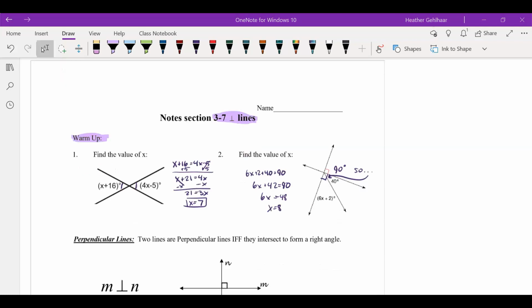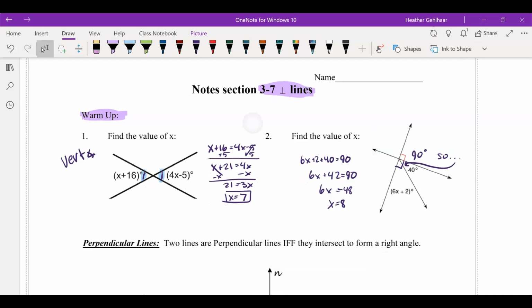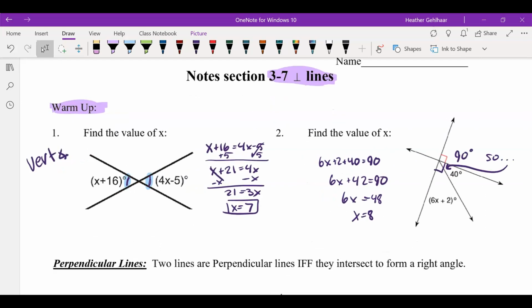So in the first example, it says find the value of x. Here, these 2 angles are vertical angles. You see here, I'm highlighting it right now. I added that tick mark there. Since they're vertical angles, we know that they're going to be congruent, so we can set the 2 expressions equal to each other. So here, we have x plus 16 equals 4x minus 5. I added 5 to the other side, which cancels it out here. And then I went ahead and solved for x. So we got x equals 7.